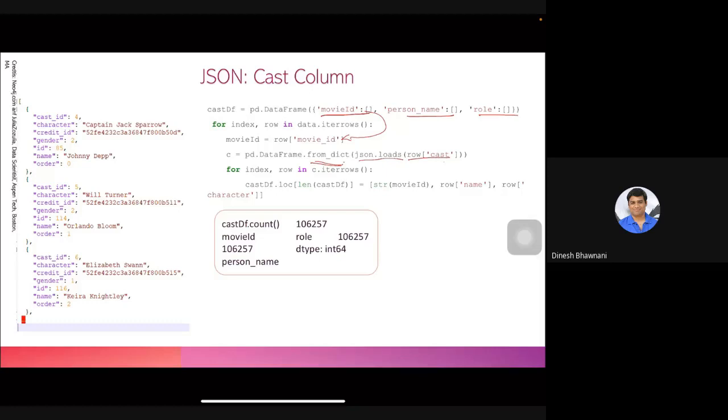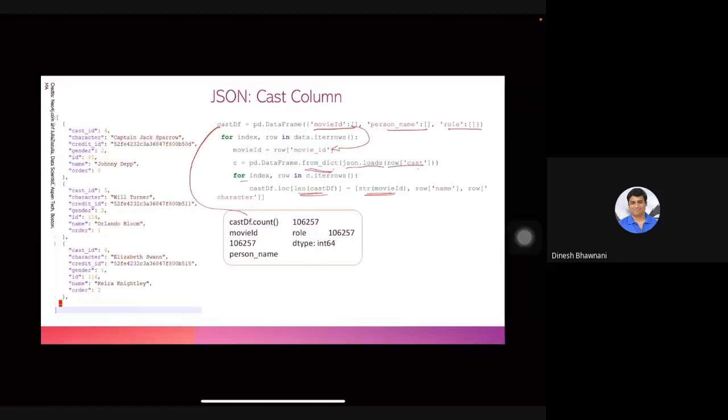And then for index row in c iter rows, so this is some kind of lookup. They're doing this lookup in this for loop. Then cast df location length cast df is equal to string movie id row name row character. So with cast df, they're going to try to figure out the count of it all. Similarly, movie id, role, person id, all this data they are trying to extract from Python.